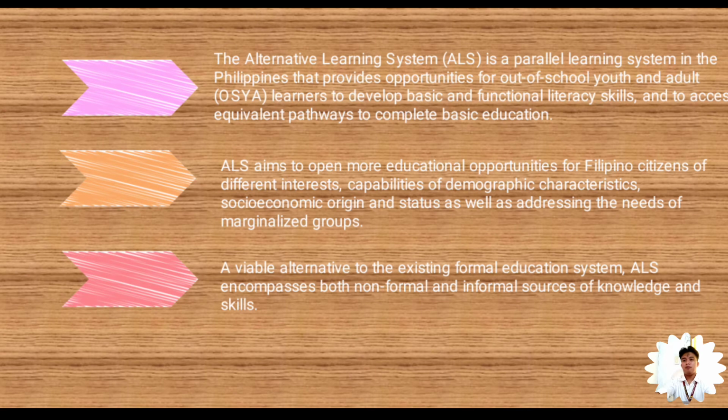So now let's proceed to the Alternative Learning System, also known as ALS. The Alternative Learning System is a parallel learning system in the Philippines that provides opportunities for out-of-school youth and adult learners to develop basic and functional literacy skills and to access equivalent pathways to complete basic education. To be specific, ALS provides out-of-school youth, aged 15 to 30 years old, an opportunity to complete their high school education in a non-formal learning environment. The students of ALS are free to choose their own learning strands or modules as the ALS sessions allow, and have more regulation of the learning pace of each student.